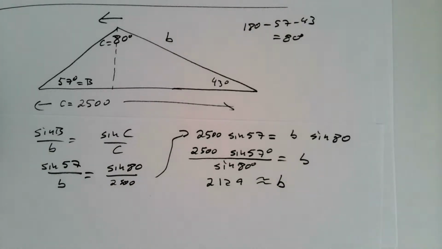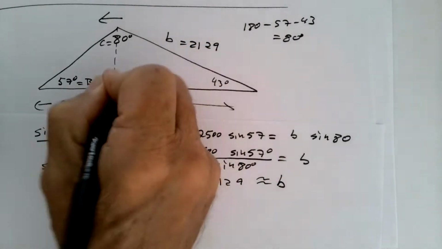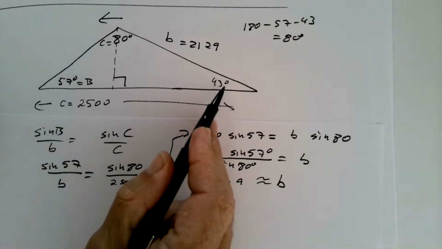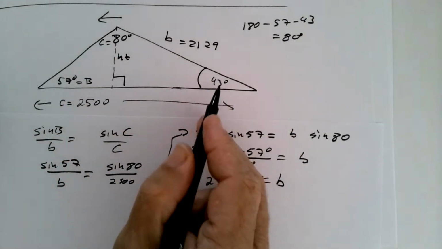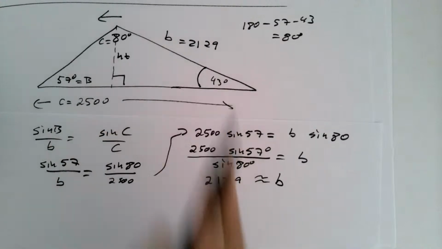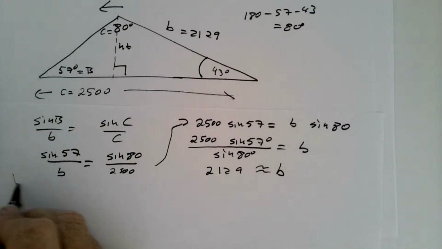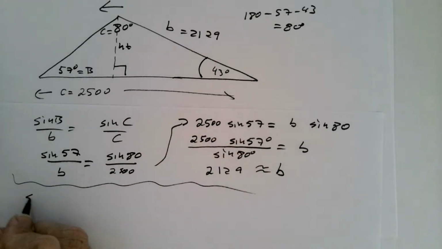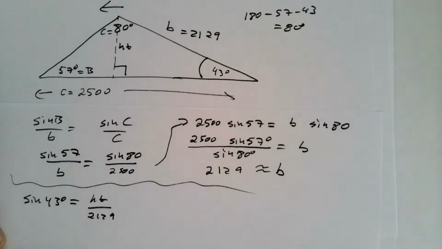And now you can see, once I have b is about 2129, now I do have a right triangle here that I can use because I have the 43 degrees here. I have the height of the airplane there. I have opposite and I have hypotenuse, so that could use sine to finish the problem. So using that, we'll say sine of 43 degrees is the opposite, which is the height, over the hypotenuse, which is 2129. So 2129 times the sine of 43 would equal the height.